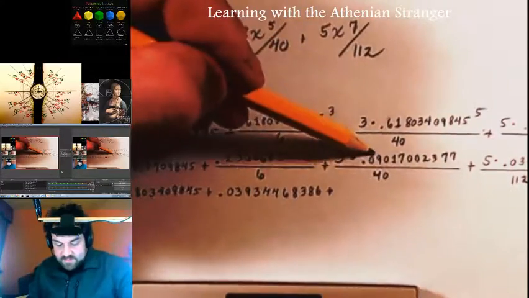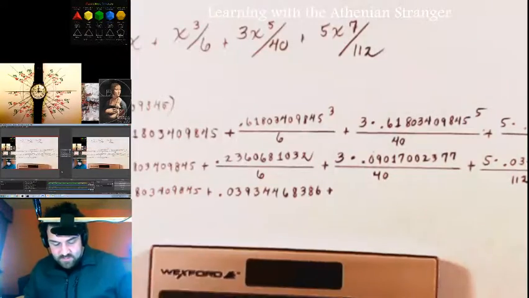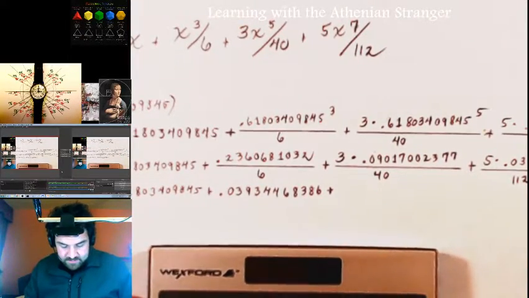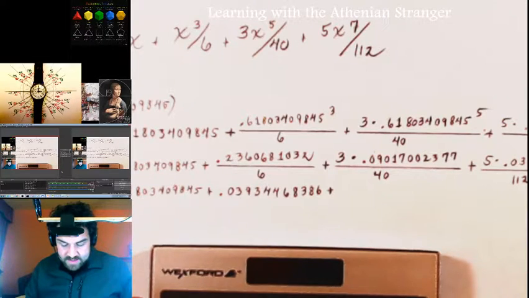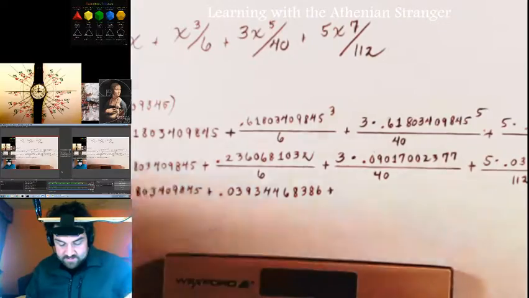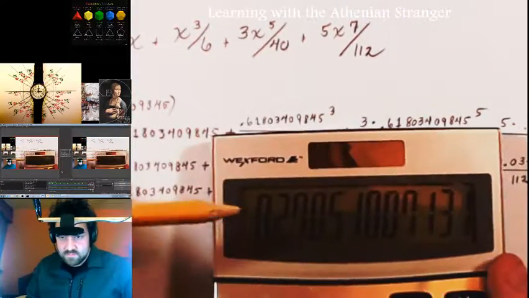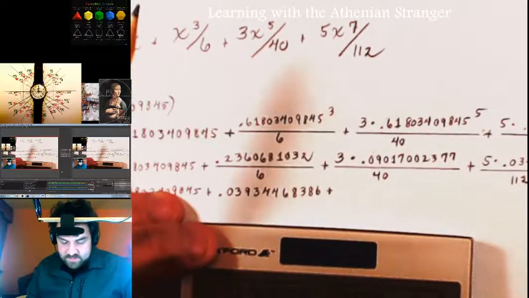All right, so now here's what we're going to do. We are going to take this term, multiply by 3, and divide by 40. Ladies and gentlemen, here we go. 0.09017002377 times 3. Okay, that equals this. Now I'm going to go ahead and divide by 40.